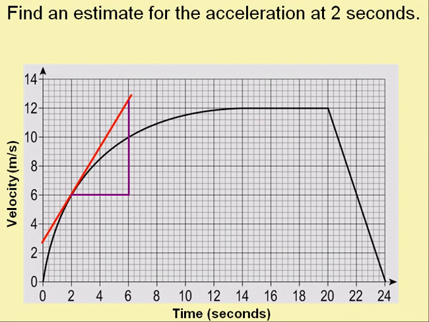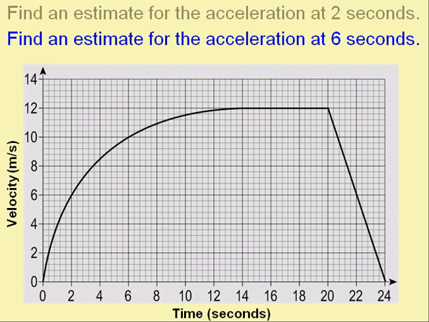So I want to find the change in y. I can see that I'm going from 6 to 12, so that's 6, and then approximately one more little square, which we know is 0.4, so that's going to be 6.4. Now for the change in x, I'm going from 2 to 6, so that's 4. So the acceleration is 6.4 divided by 4. And this gives us 1.6 meters per second squared. You should get approximately the same answer even if you use a larger or smaller triangle.